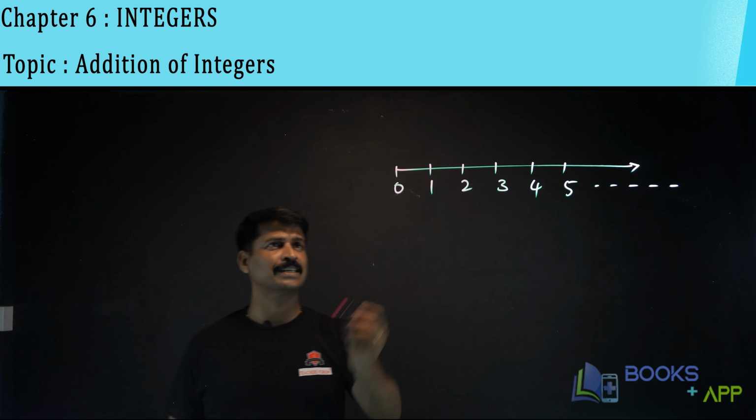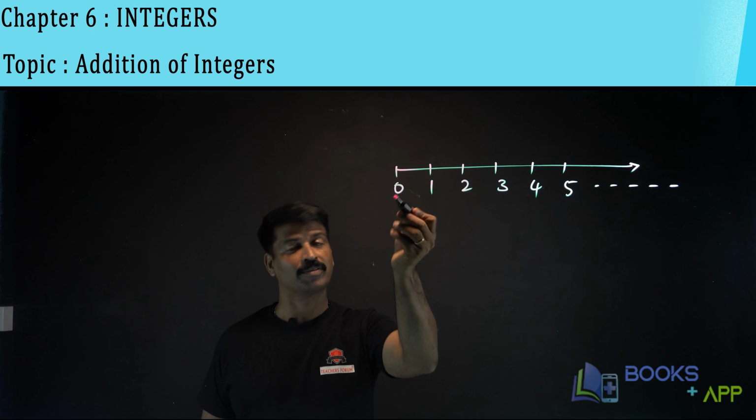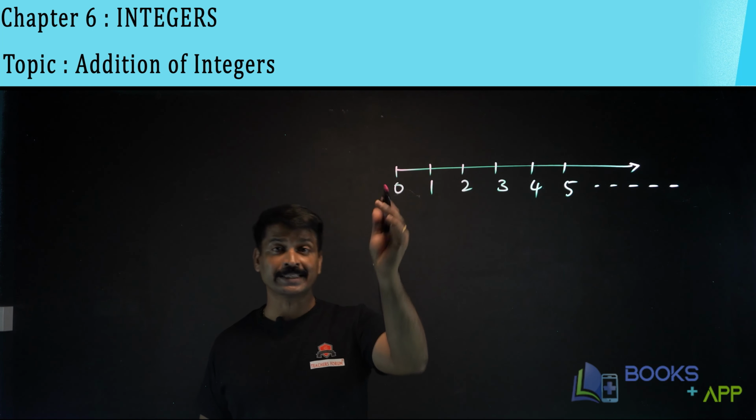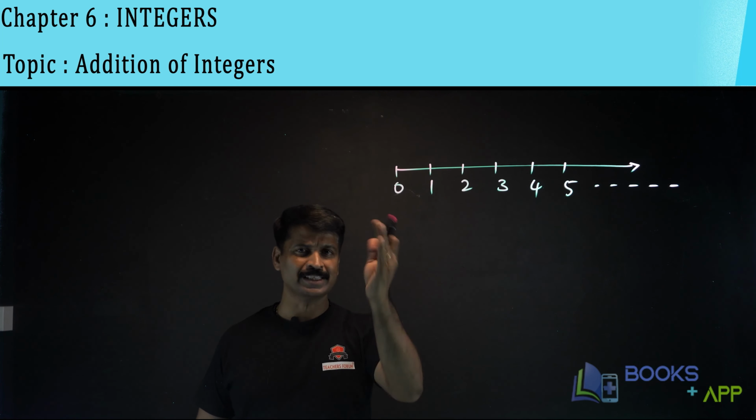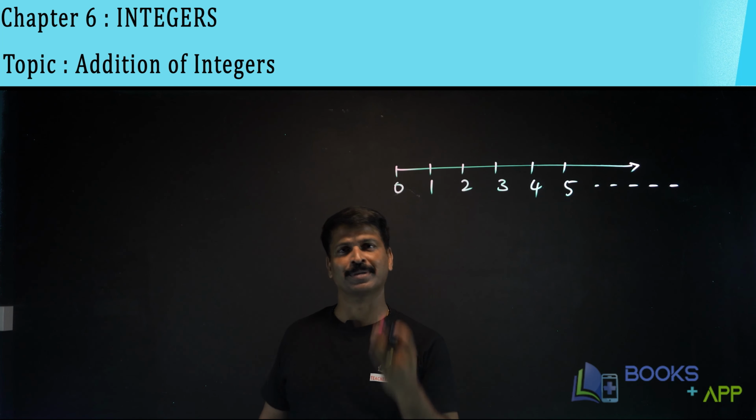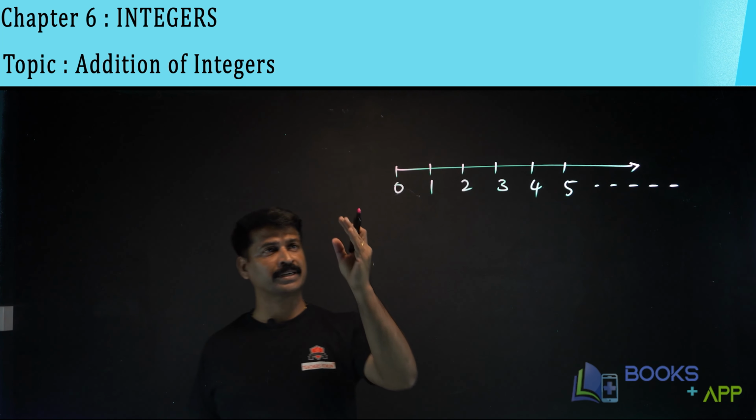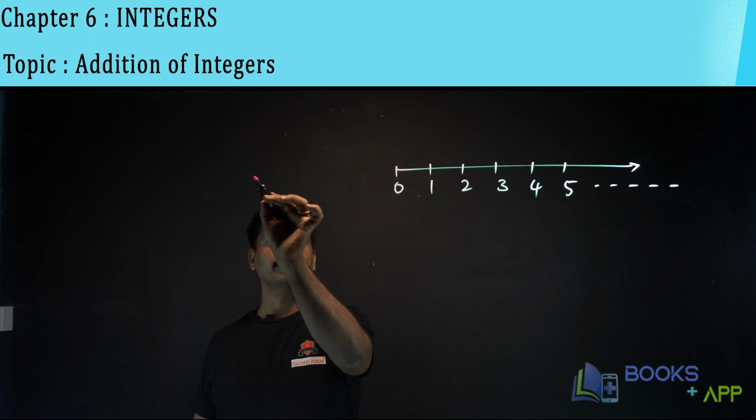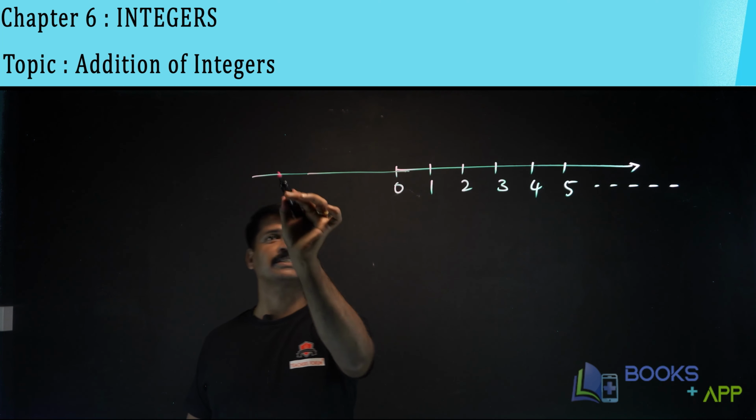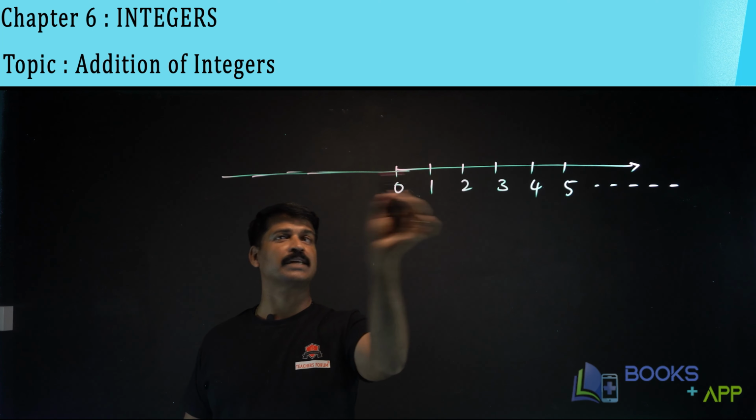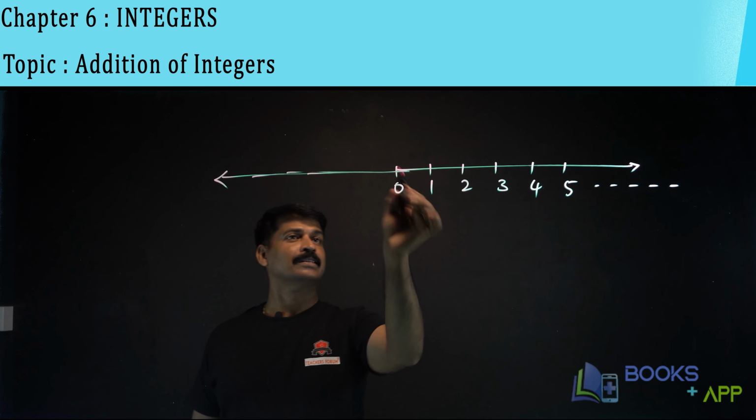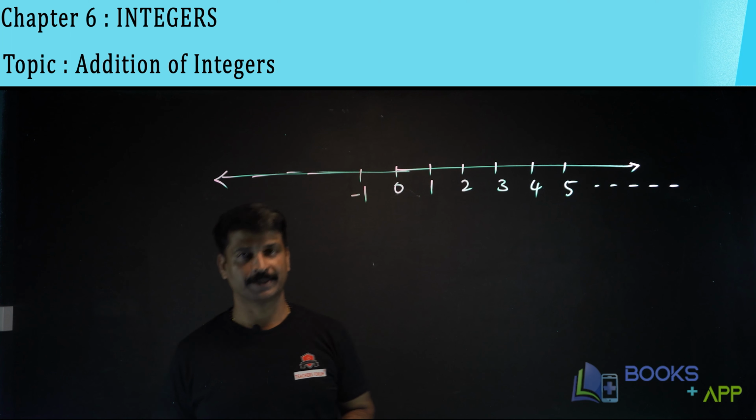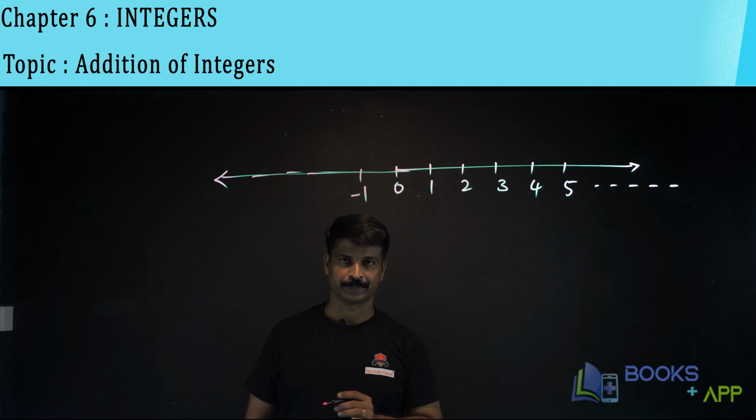Now the question arises, what is the predecessor of 0? We know the successor of 0 is 1. Is there any number that can be called the predecessor of 0? Yes, there is a number. That means we can extend this number line to the left side of 0, and the predecessor of 0 is known as minus 1.